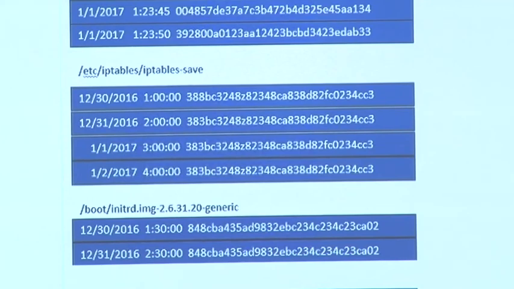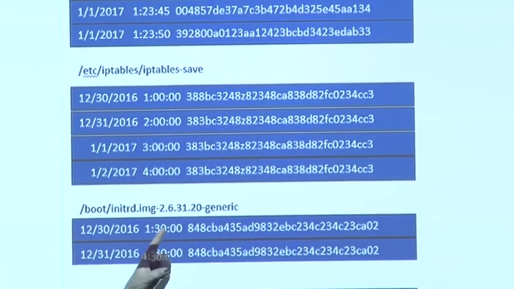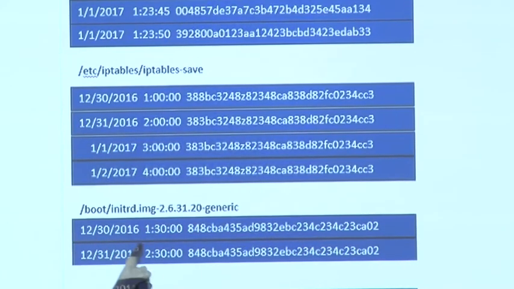The next one then talks about my boot INITRD. This is my image file. So what we're seeing is this particular thing is sitting up here. They're asking for the first instance of a server compromise. These are the hashes of those files.